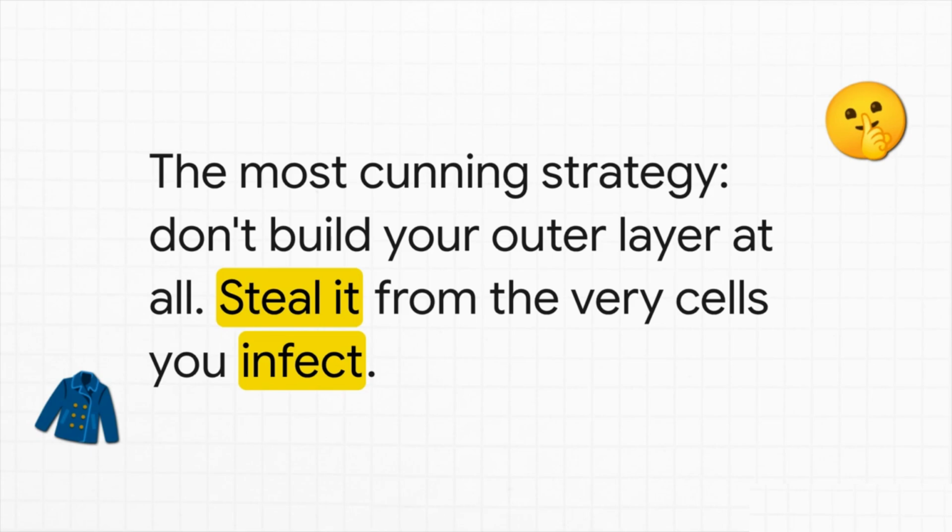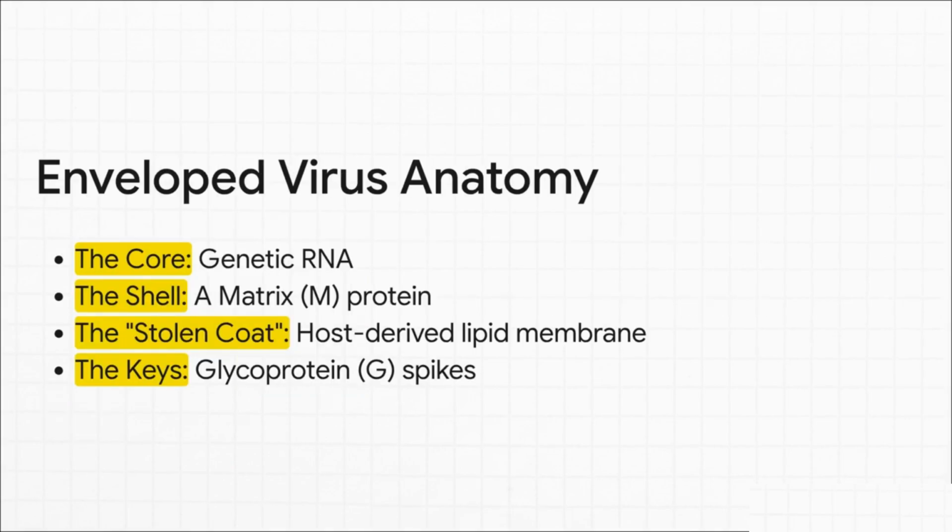They are quite literally thieves, wearing coats they stole from the very cells they infect. Okay, let's look at the anatomy of a rhabdovirus. The genetic RNA is right at the core, protected by a matrix protein shell. But the clever part is the outer layer. That stolen coat is a lipid membrane it literally rips from the host cell as it escapes. And this doesn't just camouflage the virus. It comes studded with glycoprotein spikes. And those are the keys it's going to use to break into its next victim.